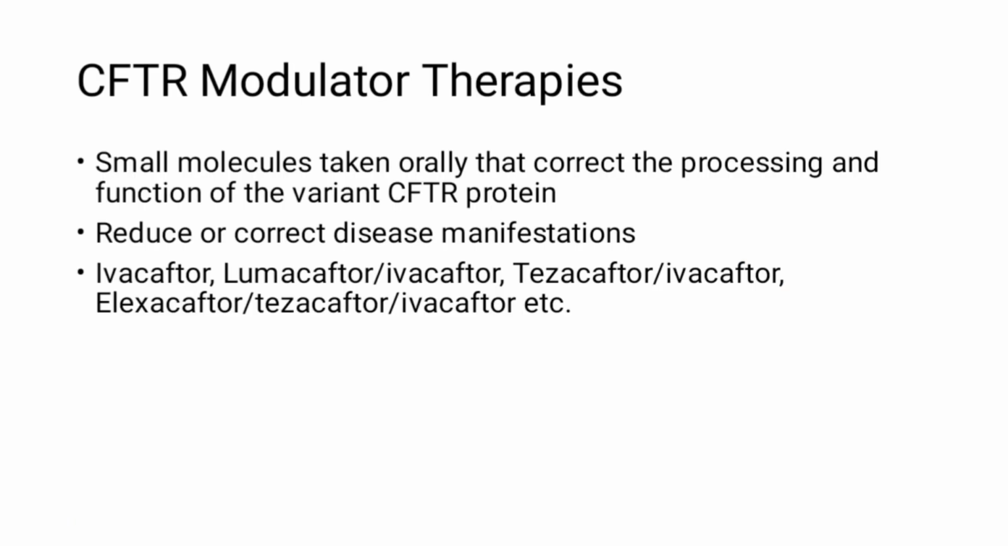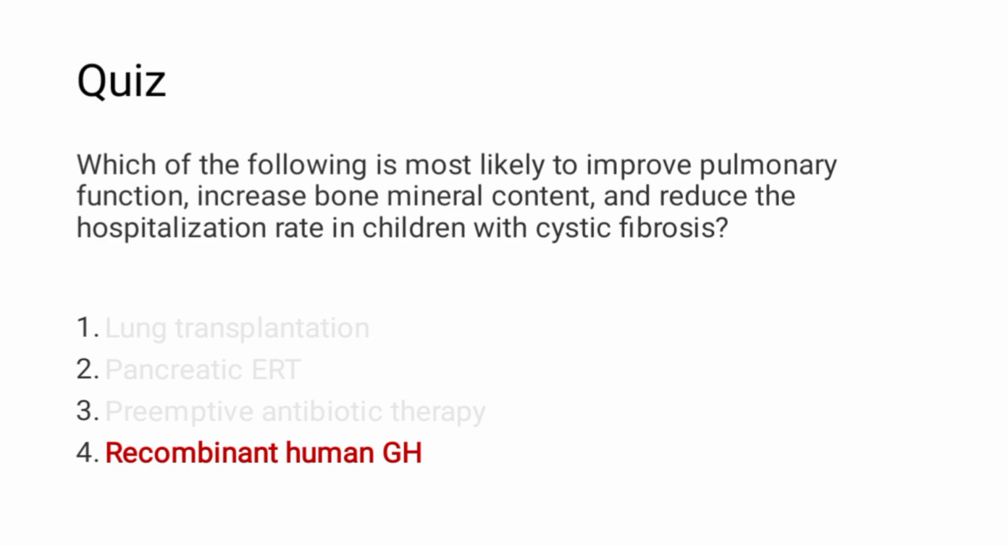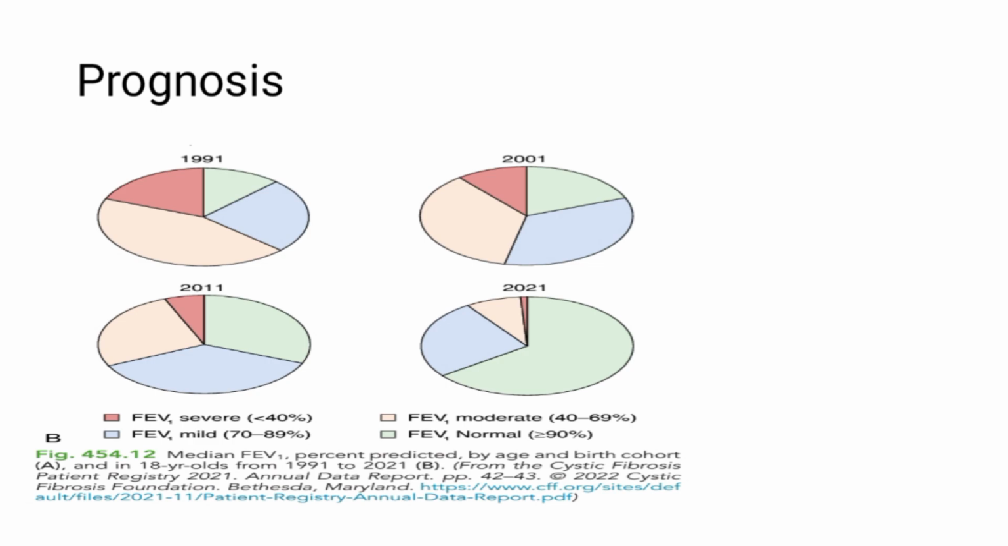So there are newer techniques, CFTR modulator therapy, small molecules taken orally that correct the processing and function of variant CFTR protein, and they reduce or correct disease manifestations, like ivacaftor, lumacaftor, or combinations like tezacaftor, elexacaftor, etc. Some studies show recombinant human growth hormone has some effect in improving pulmonary function, increasing bone mineral content, and reducing the hospitalization rate. So you can say over the last 3 decades, the severe FEV1 decrease is minimized, and normal FEV1 is increased day by day.